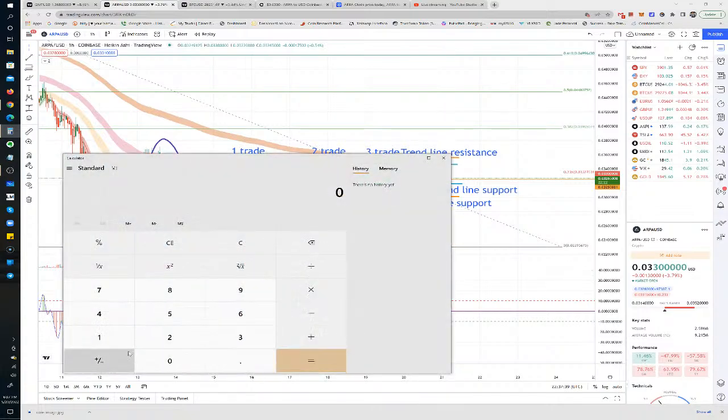Let's see. 1,000, you times that by, what's the price now? 0.03. Well, it was a little more than that, but I had a little bit more coins than that. But just say $5,000 is what I had at the time.